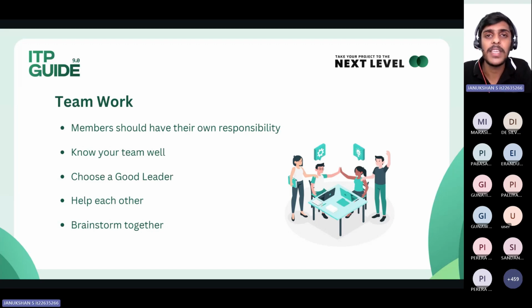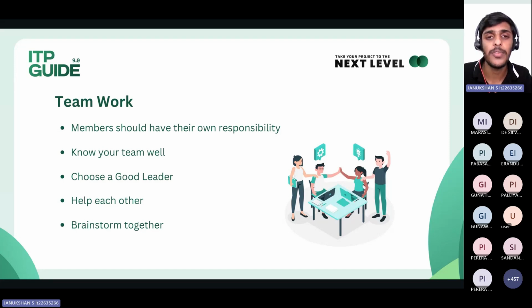And help each other. Unlike individual projects, the main advantage of the IT project is the teamwork. So always work as a group and succeed. And then brainstorm together. Don't just do only your work and not look at others' problems. So always after completing your work, just see what others are doing and help them if they have any problems.